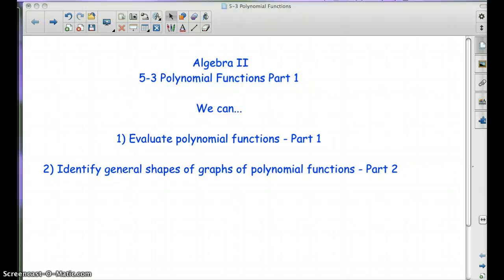Hello Algebra 2 students. We're going to split up 5.3 into two parts. The first part we're going to evaluate polynomial functions and learn some vocabulary about polynomials. The second part you'll identify general shapes of graphs of polynomial functions.